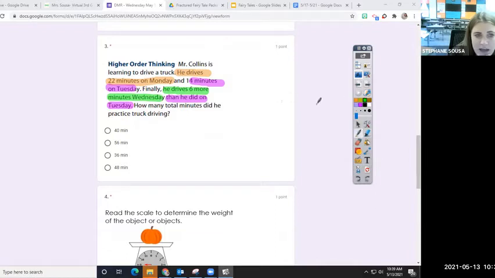So we've got to add up Monday plus Tuesday plus Wednesday. See our variables there? Our letters. Those are going to represent numbers. Monday's number plus Tuesday's number plus Wednesday's number. Monday's number is given to us. Monday's number is 22 minutes. Tuesday's number is given to us. It is 14 minutes.